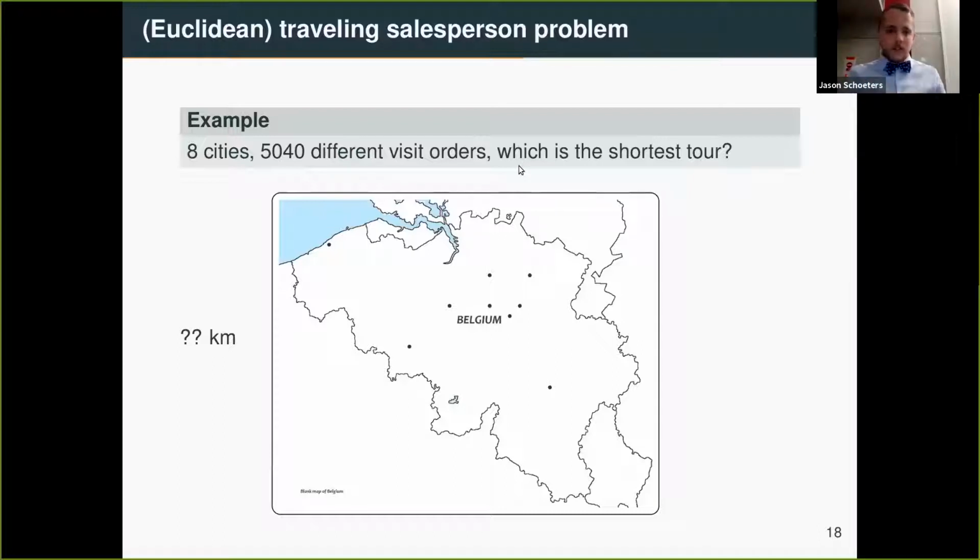So I took a little example here, representing the trip I would like to do this summer to visit some family, as well as some friends in Belgium. And so there's 8 cities that I would like to visit, and this corresponds to roughly 5,000 different visit orders. So I have to choose between one of these 5,000 visit orders. And of course, I would like to avoid driving 950 kilometers just to visit all of these cities.